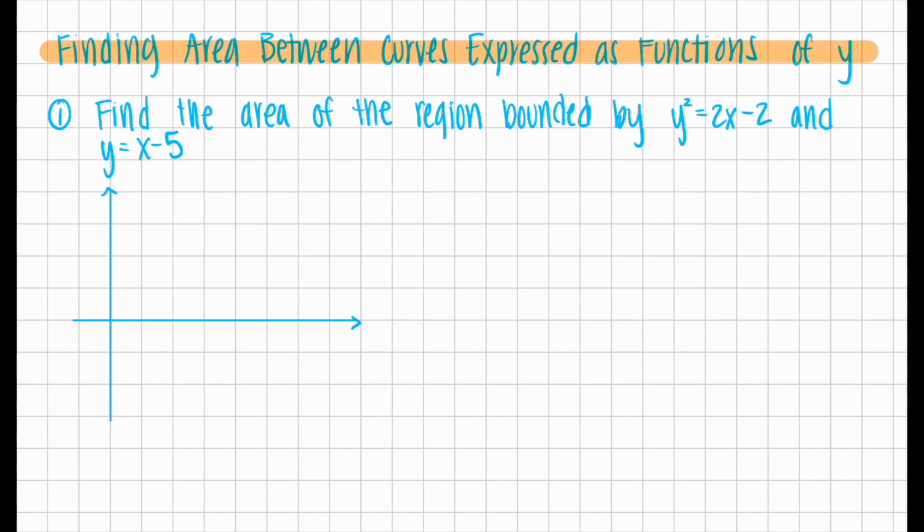So first thing I'm going to do is we have this y squared equals 2x minus 2. We're used to having y isolated, so if I square root both sides of the equation, I get plus or minus the square root of 2x minus 2. And we should know that this is going to look like a sideways parabola. And then I have the line y equals x minus 5. Let's find our points of intersection.